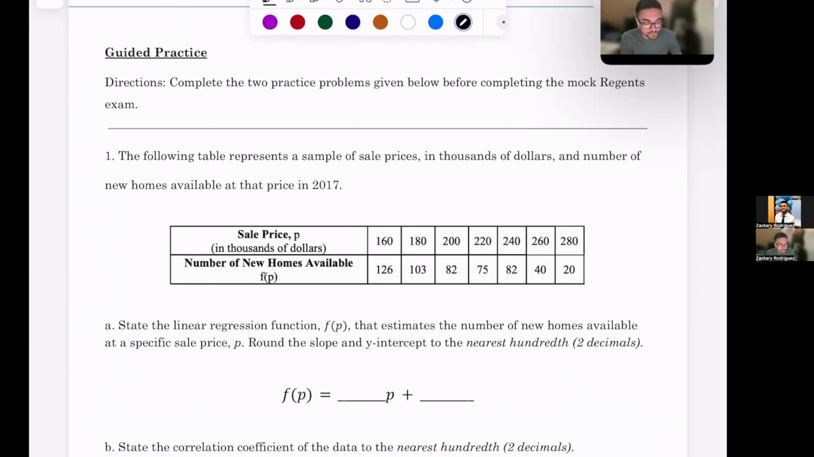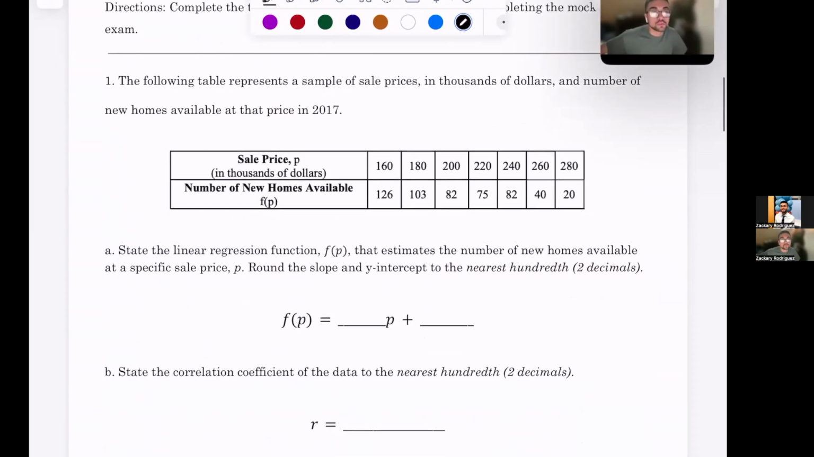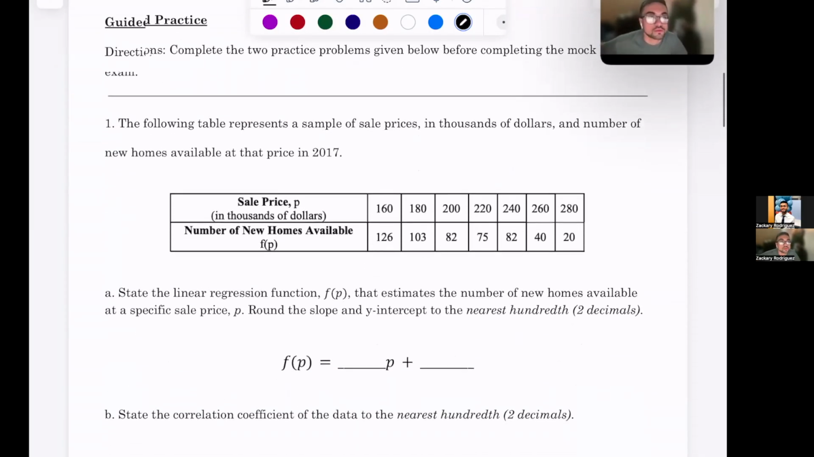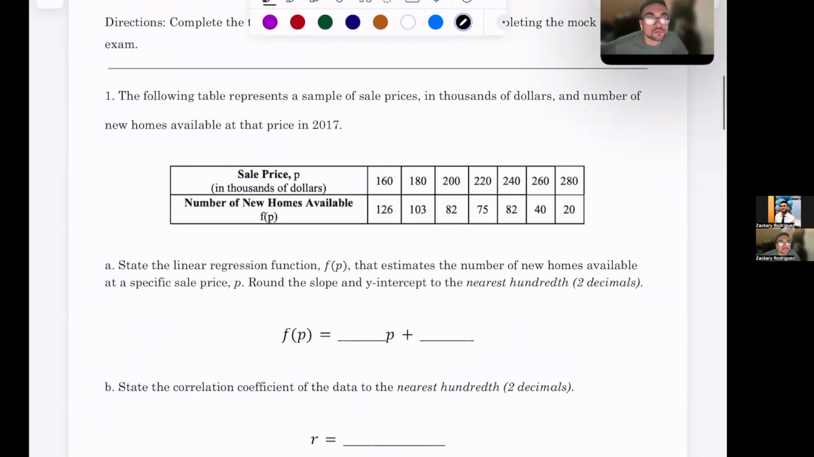It says to complete these practice problems before doing the mock exam. That's because I didn't know the schedule too well. So there won't be a mock exam today, obviously. We're only going to do a few practice problems and then you'll be done with math today. So problem 1, let's read it together.